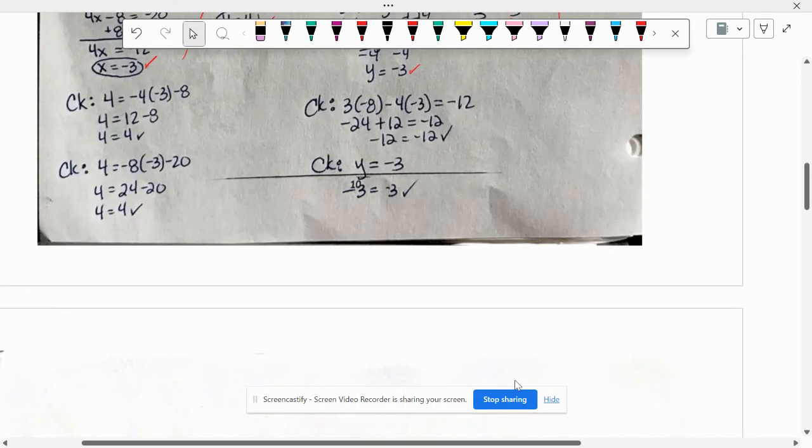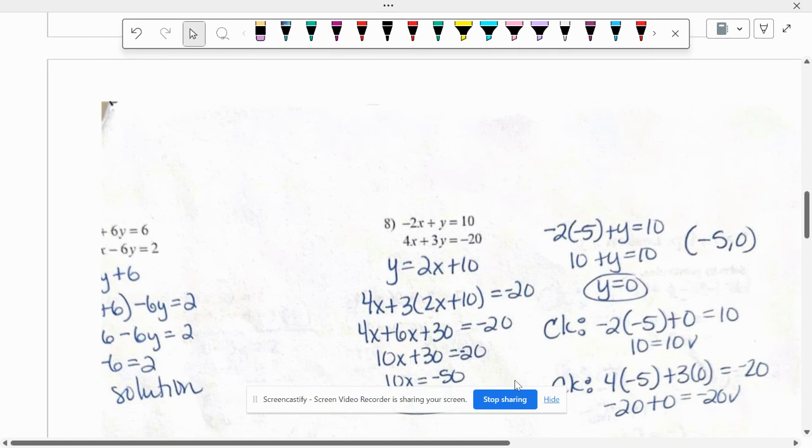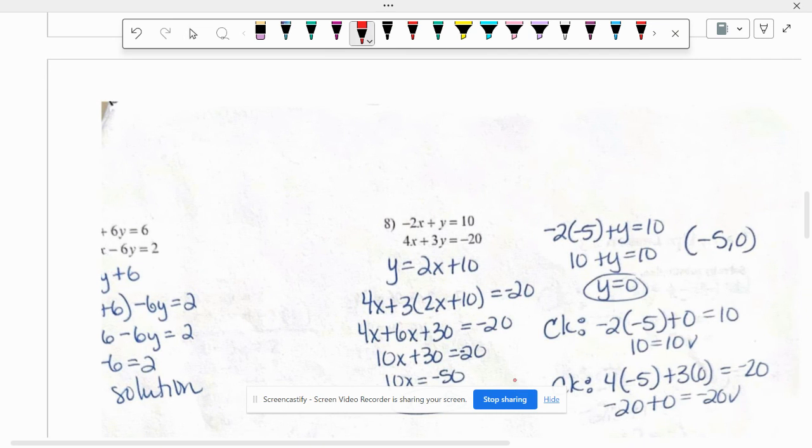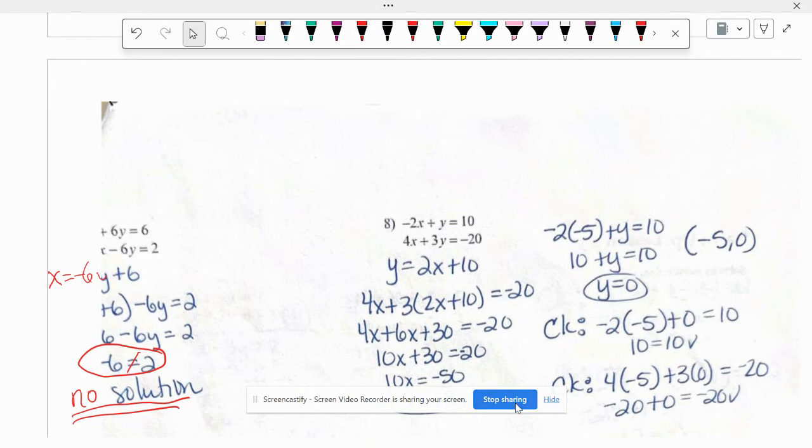Moving on to question number 7. Part of that got cut off, so this really says x equals -6y. I solved for x, but as I solved this, I ended up with a false statement. I ended up with something that says -6 equals +2, and that's not true. So that's an example of a no solution.